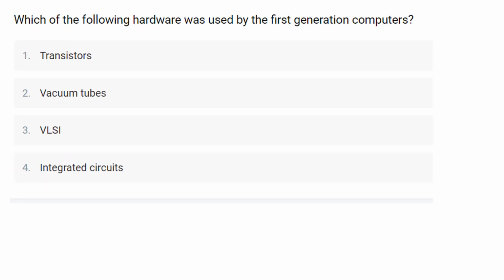Which of the following hardware was used by first generation computer? So here in this question they have given you examples of some hardware and they ask you which hardware was used by first generation computers. The first option is transistor, second option is vacuum tube, third option is VLSI, and the last option is integrated circuit.